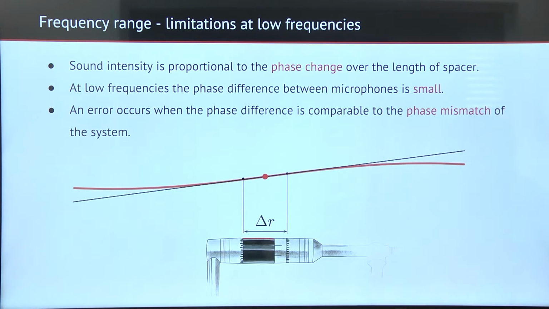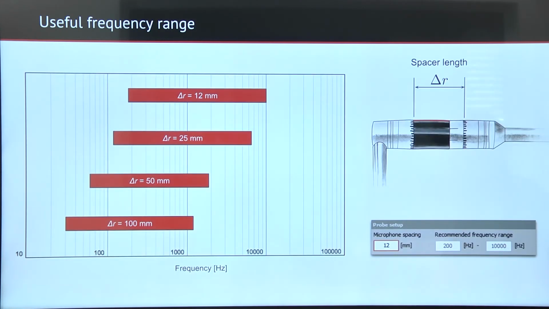So to sum up, the upper limit is determined by the finite difference approximation error. The lower limit is determined by the inherent phase mismatch of the measurement system, particularly due to microphones. By combining spacers of different lengths, a frequency range from 20 Hz to 10 kHz can be covered. The image on screen shows the usable frequency range for various standard spacers. When the spacer length is inserted in the sound intensity setup in Dewesoft, a recommended frequency range is displayed.